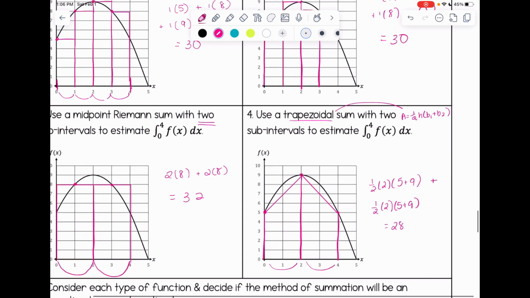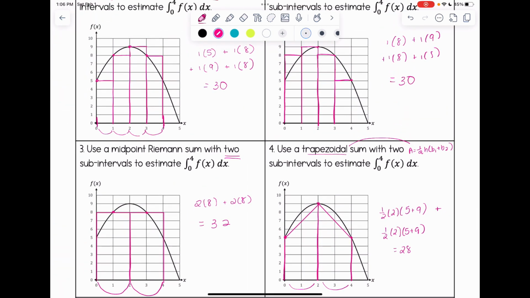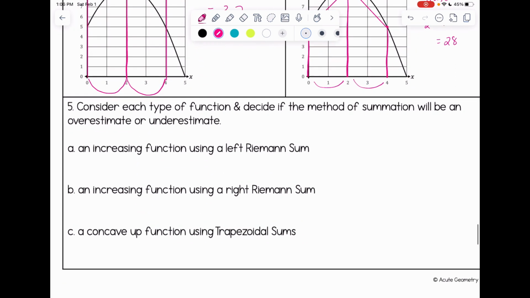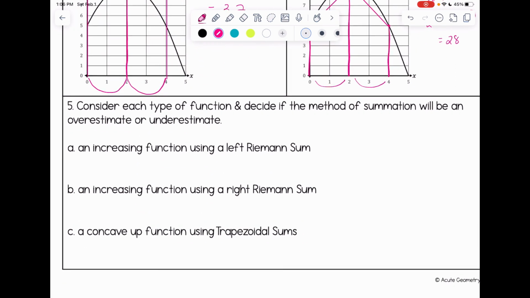So those are the 4 types of estimation methods. So a left Riemann sum, right Riemann sum, a midpoint Riemann sum, and then a trapezoidal sum. Just a couple of questions to kind of recap these approximation methods. It says, consider each type of function and decide if the method of summation will be an overestimate or an underestimate. So A says an increasing function using a left Riemann sum.